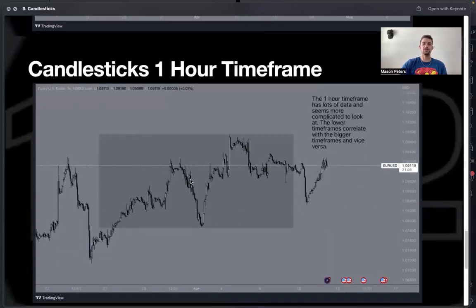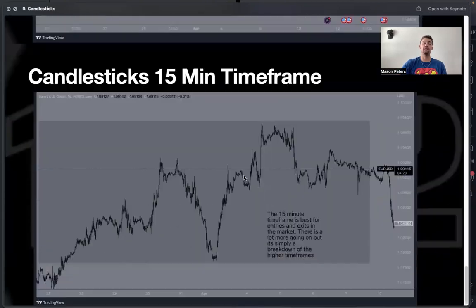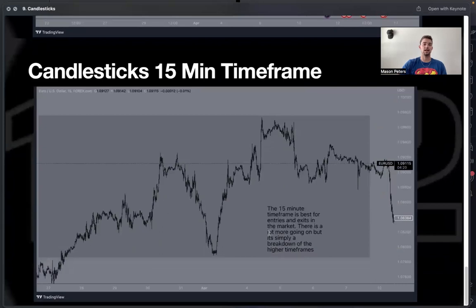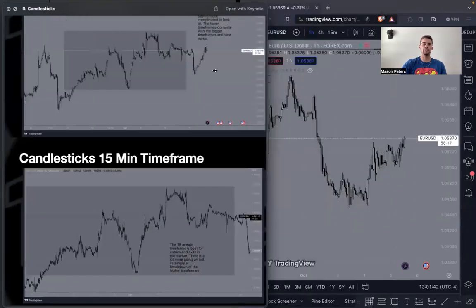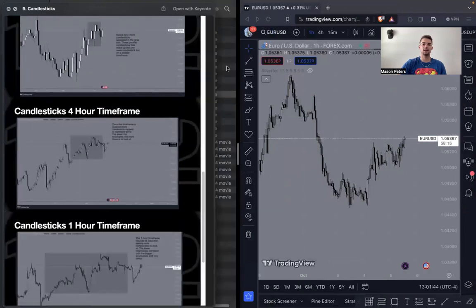All of these are closing and opening, closing and opening, closing and opening. They have wicks. Some are larger, some are smaller, some are big bodies, some are small bodies. You can see how the price action works. Now, the 15-minute time frame has a lot of price action, right? This is the best for entries and exits, but there's a lot more going on. It's just simply a breakdown of time frames, right? Now, let's go ahead and dive in more into the candlesticks here.